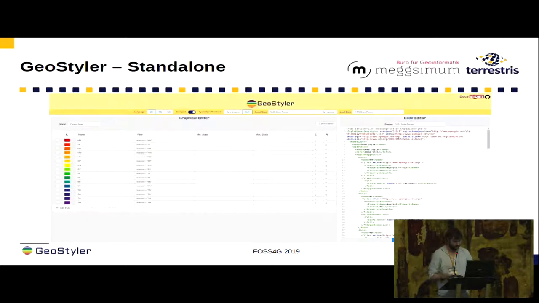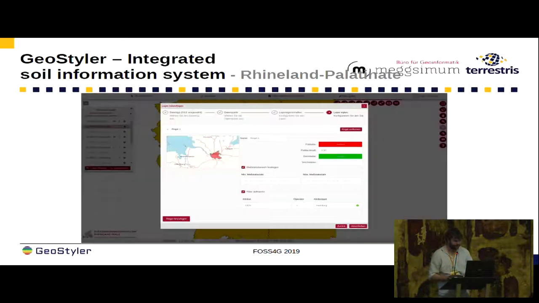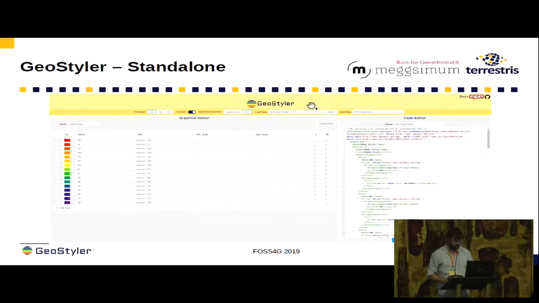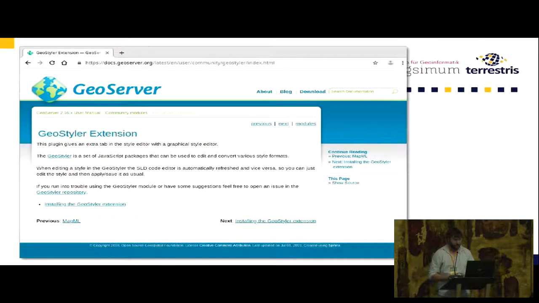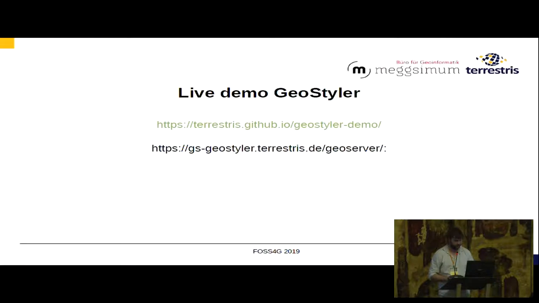So this is a standalone, I already showed you. And this is an integration. You see, it looks completely different. And this is a project we are running in Germany. It's about a soil information system, and the customer wanted to style its own data. And so we integrated GeoStyler, and it looks completely different from here. So, and as said, we have a GeoServer extension.